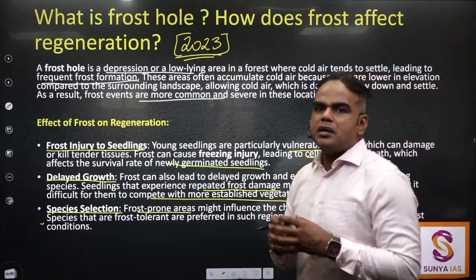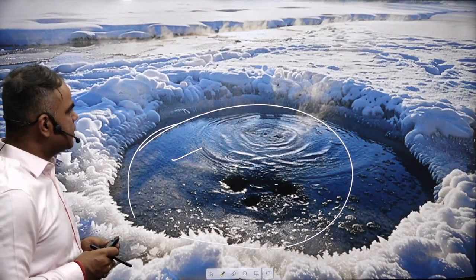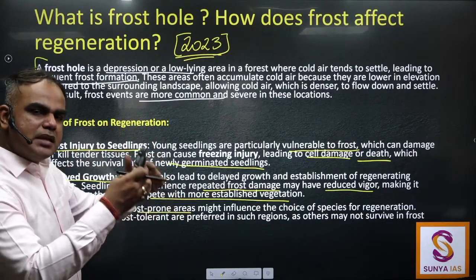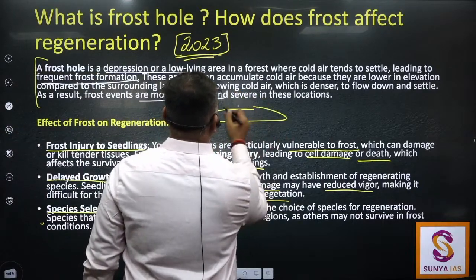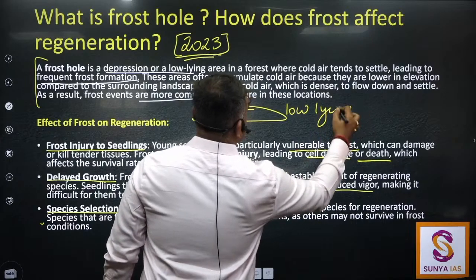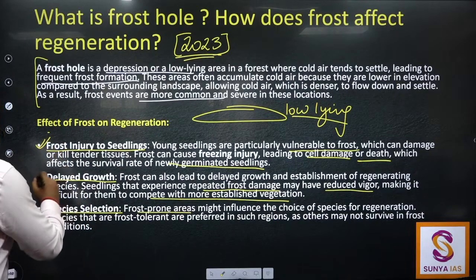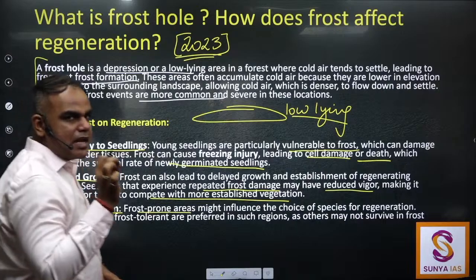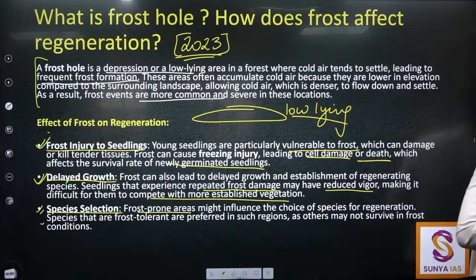The point to remember in the frost hole: we've seen what a frost hole is, right? This is what a frost hole looks like. The cold air is going to seep in. These are areas at a lower altitude, or low lying areas overall. And second, what is the effect of frost on regeneration? Of course, there is injury to the seedlings, there is delayed growth, and even the selection of species is going to be impacted by frost. So that is something you can have an overall idea about.